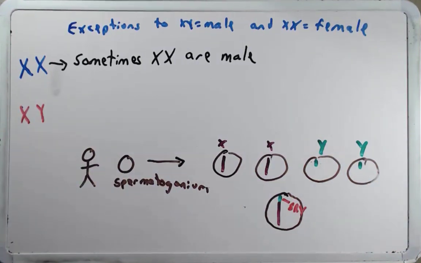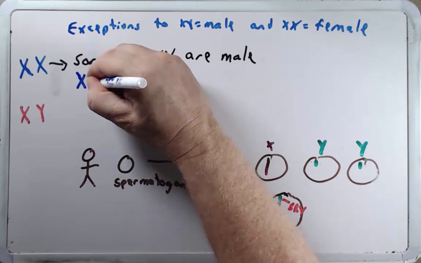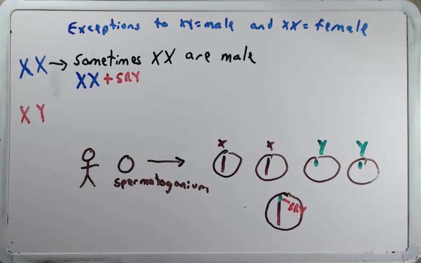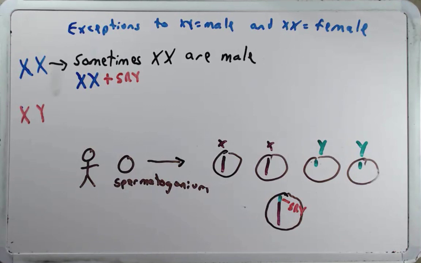So in reality, this XX individual here, we probably would be better off calling him XX plus SRY. Typically, people will be XX plus SRY. They'll grow up male, and they won't realize that they have 2 X chromosomes until they go for some testing. Often individuals who are XX plus SRY tend to be sterile. And so sometimes they'll go in for fertility treatments, and that's when they'll discover that they are XX.